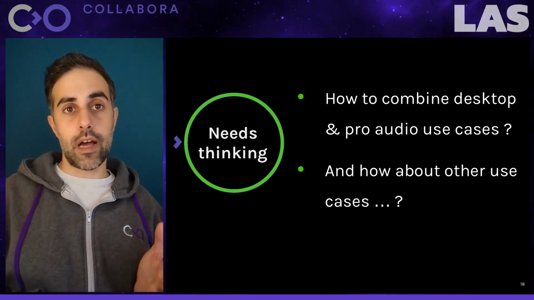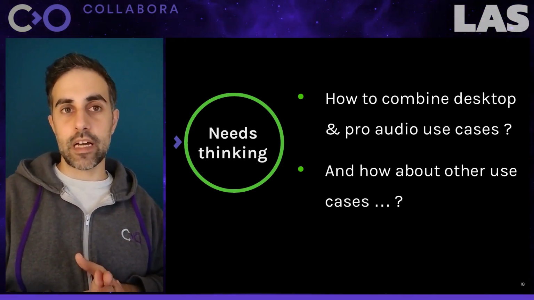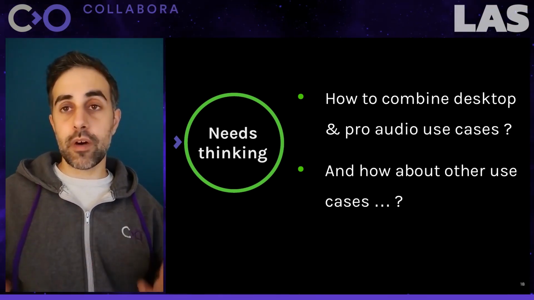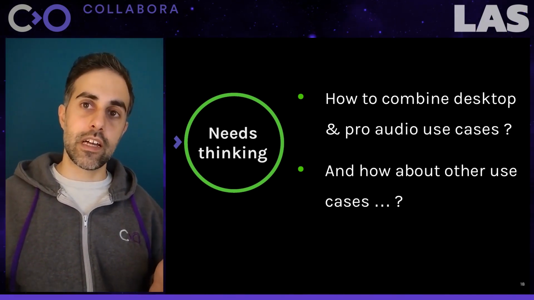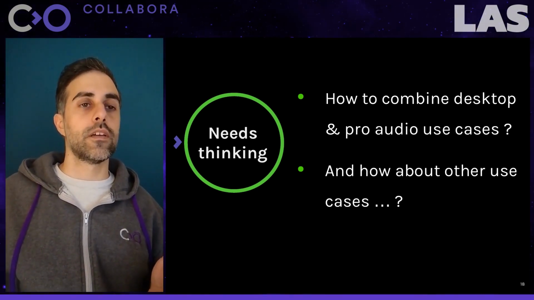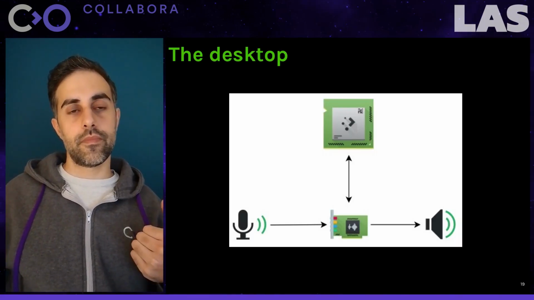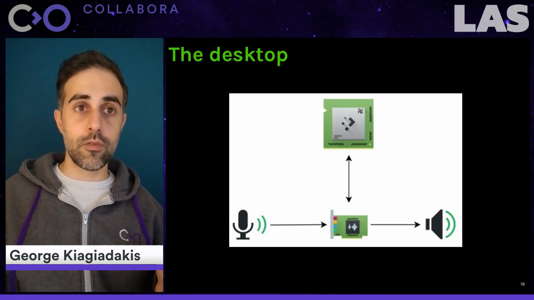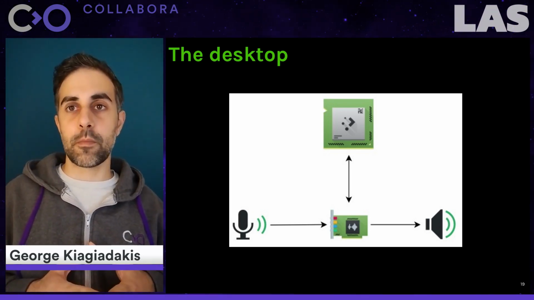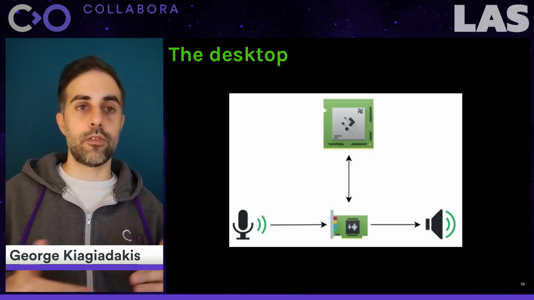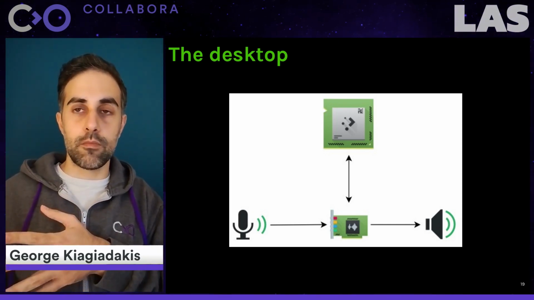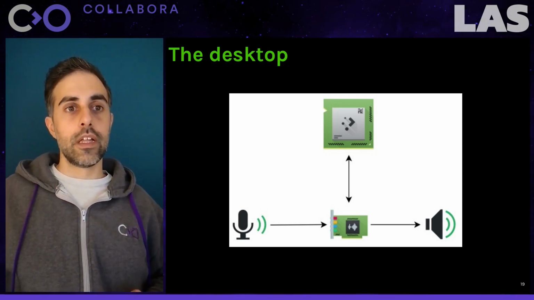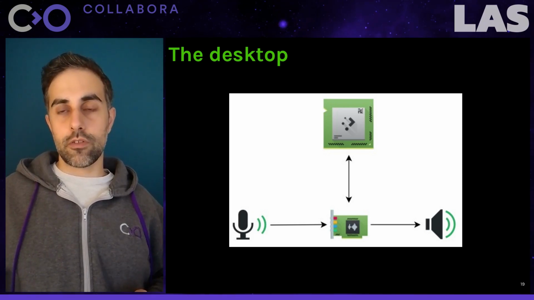And of course, I'm currently talking about combining PulseAudio and JACK, which is basically the desktop and pro audio use case. What about other kinds of use cases? What is missing from that? The desktop is pretty simple because we have a single CPU and a single sound card, or multiple sound cards, but it doesn't matter. You have multiple microphones, multiple speakers going to one CPU.